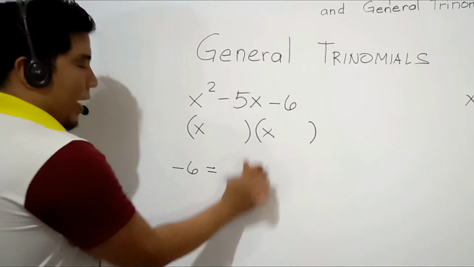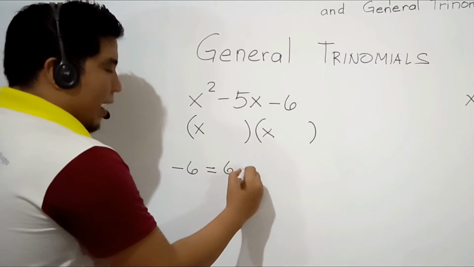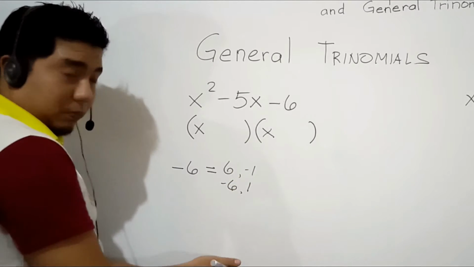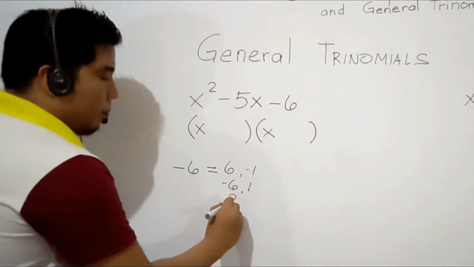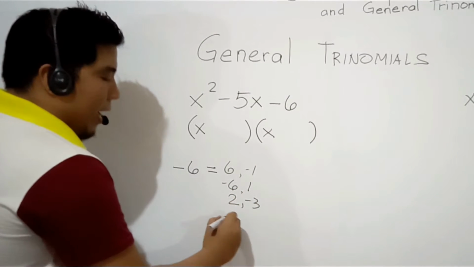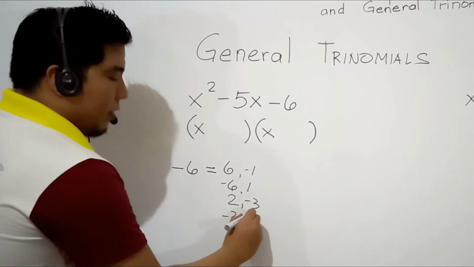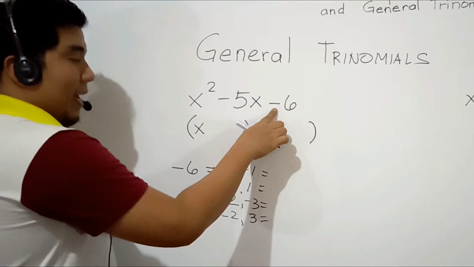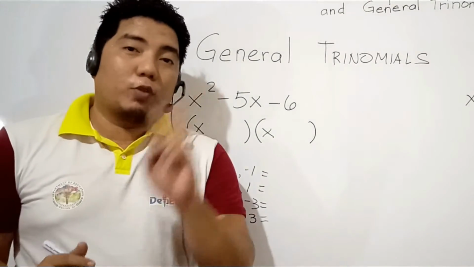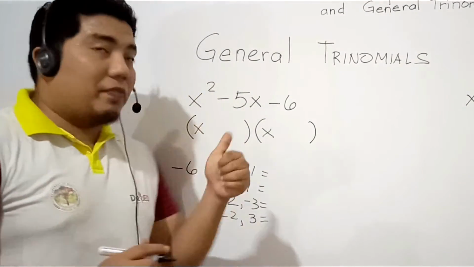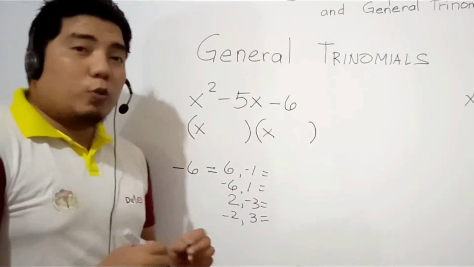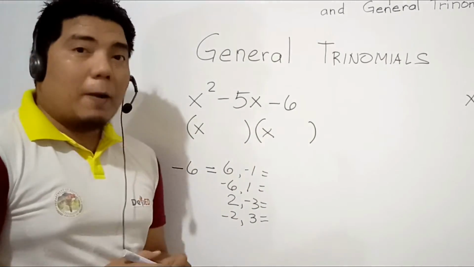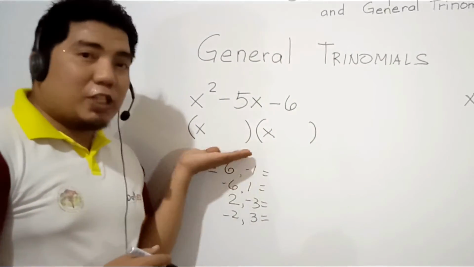Of course, we have 6 and negative 1. Negative 6 and positive 1. And then, we also have positive 2 and negative 3 and negative 2 and positive 3. Now, remember, if the sign of your last term is negative, that is a combination of 2 unlike signs, positive and negative. Okay, now, how do we know which pair of these factors we are going to use for our factors in the given answers?